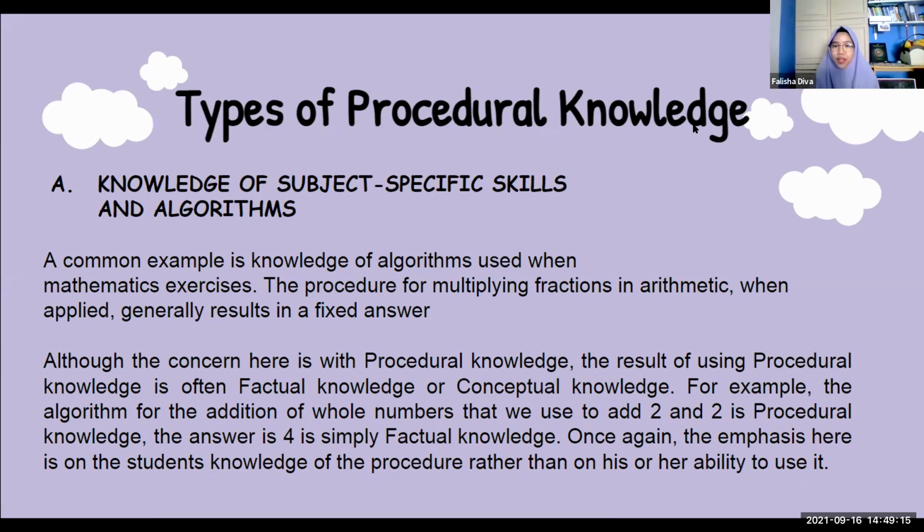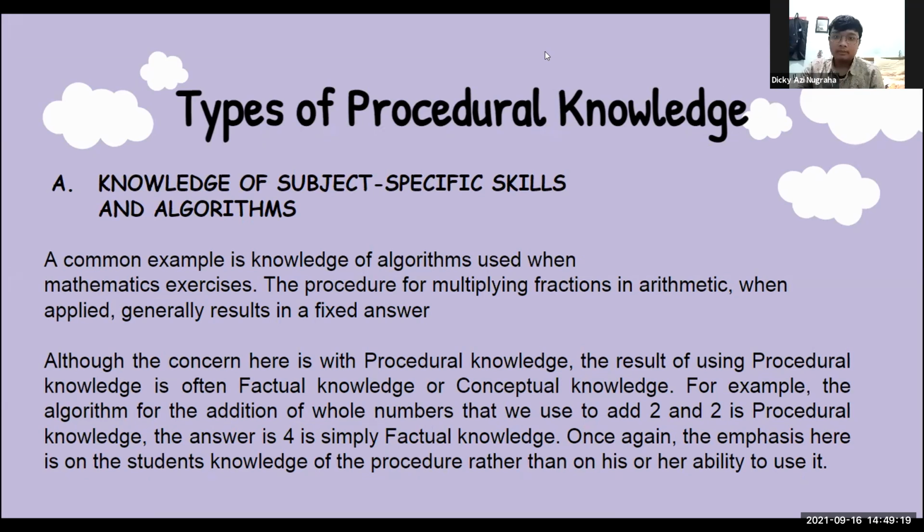And next, there are types of procedural knowledge that will be explained by Diki. All right, thank you very much. As we know before, procedural knowledge is about how to do something, how to do things. And this is the first type of procedural knowledge: knowledge of subject-specific skills and algorithms. A common example is knowledge of algorithms used when a mathematical exercise occurs.